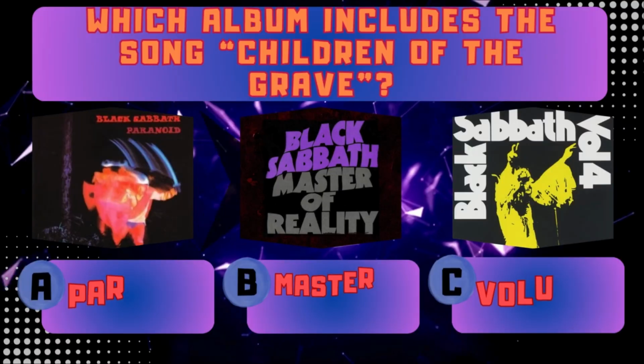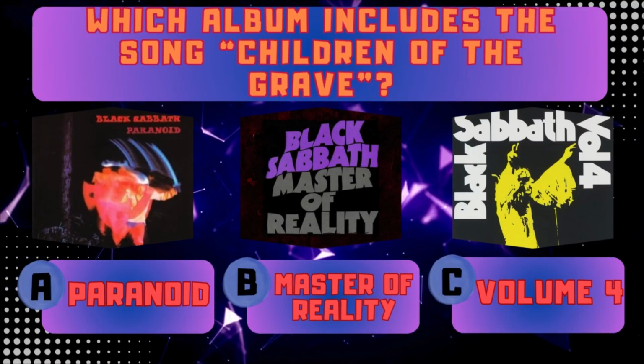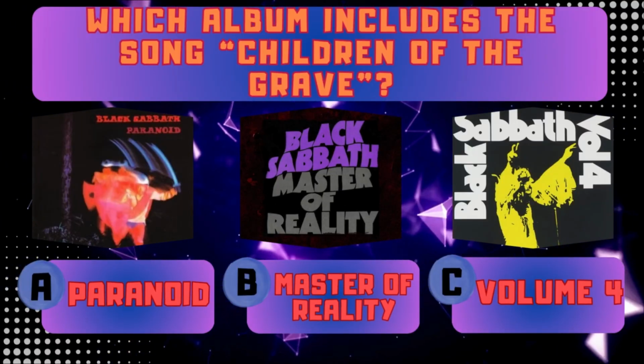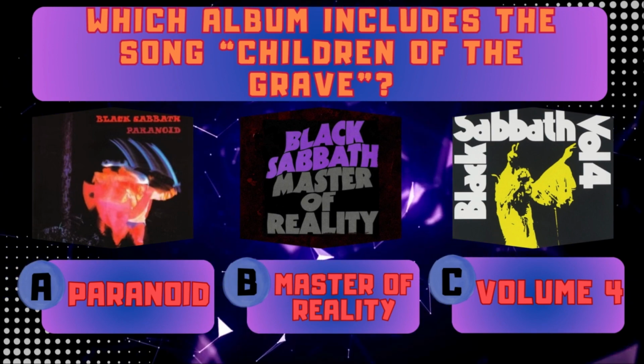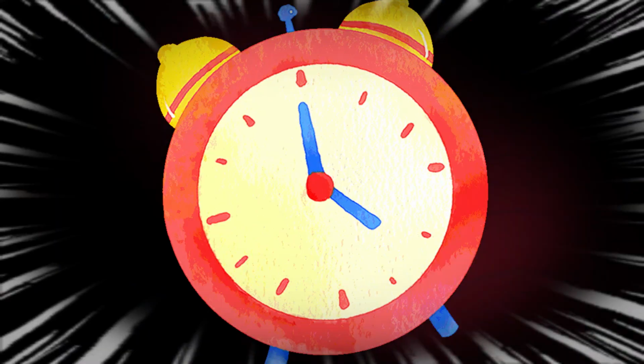8. Which album includes the song Children of the Grave? A. Paranoid. B. Master of Reality. C. Volume 4. You have 5 seconds to answer.